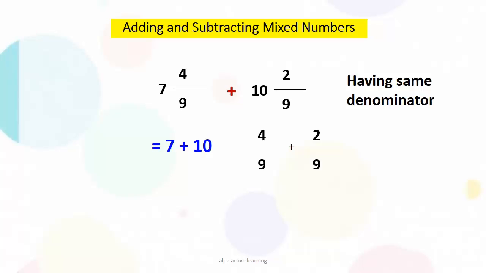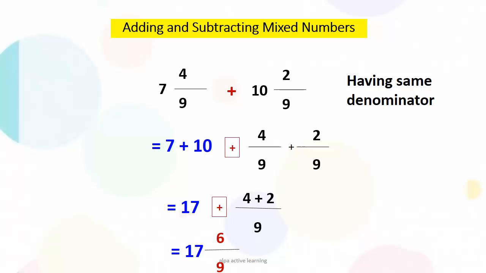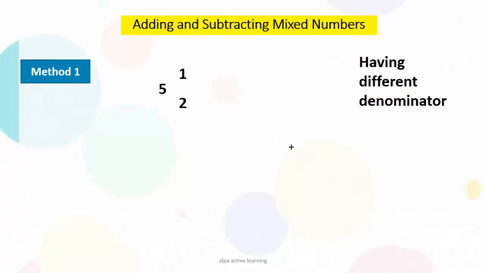And plus we have to add this to the whole number. Okay. So 7 plus 10 is easy, 17. Now you know that when the denominators are same, we can add the numerators. So this will be 17 plus 4 plus 2 is 6 upon 9. And hence the answer is 17 and 6 upon 9. Let us take one more example. 5 and 1/2 plus 3 and 3/4. Now look at them. These are the fractions.